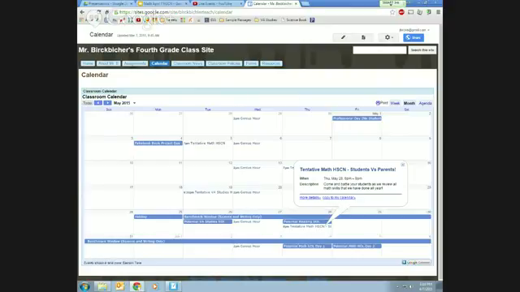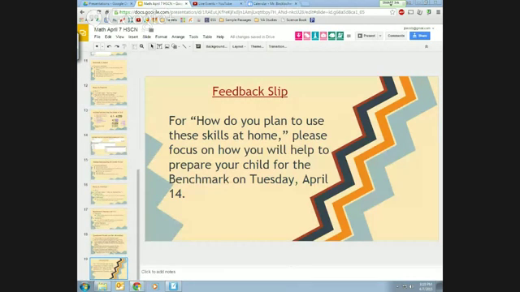All right, I'm going to go ahead and stop the broadcast. Please, one final thing before I stop the broadcast. On the feedback slip, the open-ended question says, how do you plan to use these skills at home? I'd really like for you to focus your answer on how you're going to help prepare your student for the benchmark. Within the next week, I'm curious what I can do to be most effective to help you guys prepare your students. Not that I'm not going to lay it all on you. We are going to review pretty extensively between now and then. But I'd just like to know what exactly you're going to be doing, whatever support you might need. I'm going to go ahead and stop.